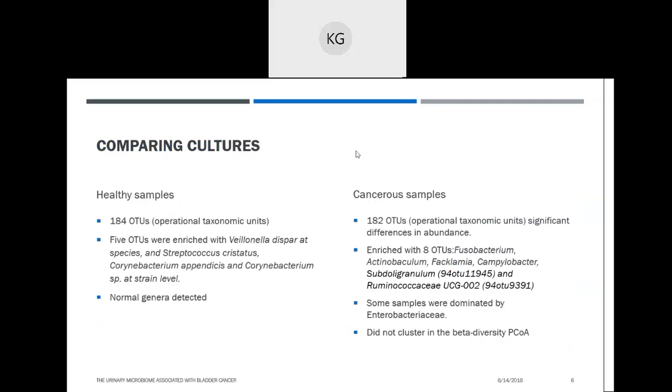When comparing cultures, a slight difference in the quantity of OTUs was observed, but there was a significant difference in the abundance of the OTUs. The control group was enriched with OTUs such as Streptococcus cristatus, while the experimental group was enriched with Fusobacterium and Lactobacillus. Some were even completely dominated by Enterobacteriaceae.